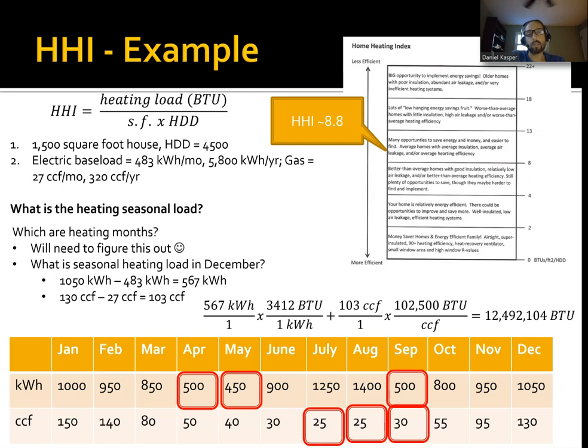And that's how you use an HHI. Again, not a perfect metric, but it does give you a sense of the overall efficiency of a residential building.